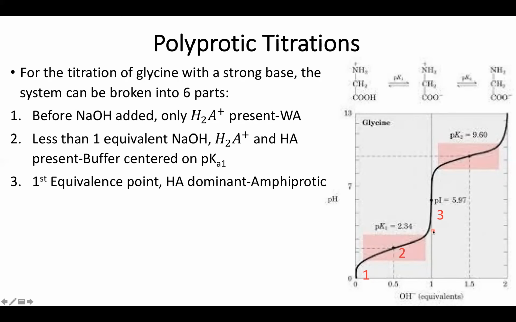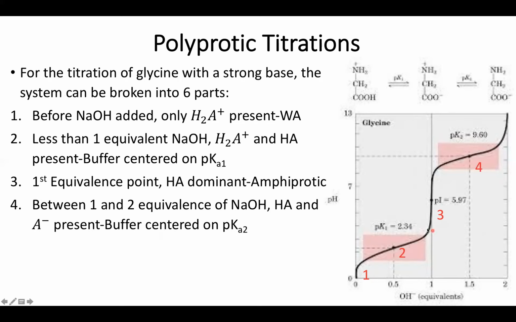At this point, we get into the fun part, because now we're starting to convert that amphiprotic HA into its conjugate base, in this case, A-, so our fully deprotonated glycine. It's also going to generate a buffer region centered on pKa2, as this is now the reaction that's taking place, this removal of the second proton with its own associated pKa.